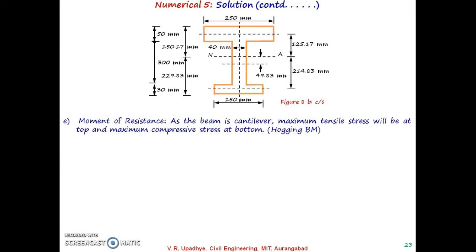Okay. As the beam is a cantilever, the maximum tensile stress will be at the top and the maximum compressive stress will be at the bottom. So that is hogging type of bending moment, and you need to remember that. Again, the flexural formula is the same: M by I is equal to sigma by Y is equal to E by R, and it is written in terms of the compressive stress, which is at the bottom, so sigma C divided by Y bottom, and the tensile stress sigma T divided by Y top.